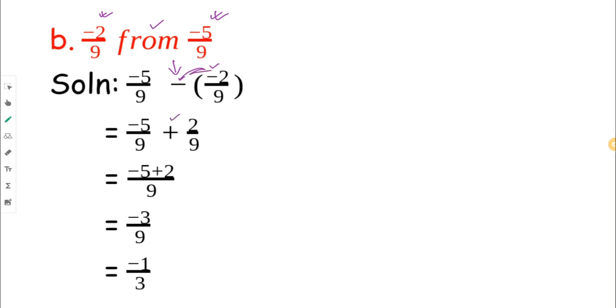Okay, if you look at the denominators, they are same, right? So you just write down the number itself, 9. What is my first numerator? Minus 5, so I've written. Second is plus 2, so I've written. If you notice here, minus 5 is bigger than plus 2, right? Which means my answer will be in minus. So minus 5 plus 2, I'll get minus 3 by 9. Okay, then 3 ones are 3, 3 3s are 9, so my answer will be minus 1 by 3.